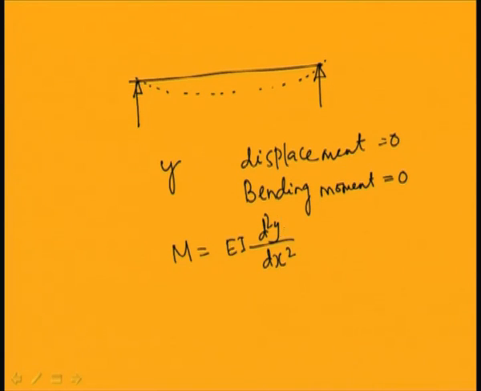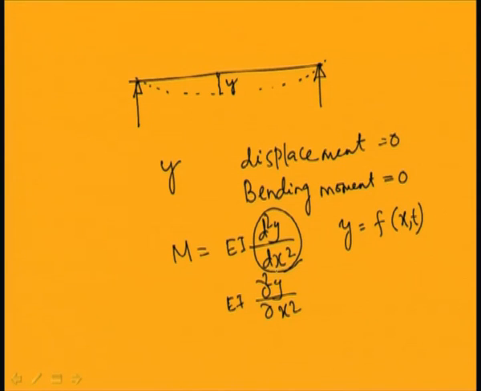And if y is the deflection of this beam, I already told you that y is a function of x and t. So this d square y by dx square I will replace by a partial derivative instead of the ordinary derivative. Actually it should be EI del square y by del x square, as the deflection y is a function of x and t.